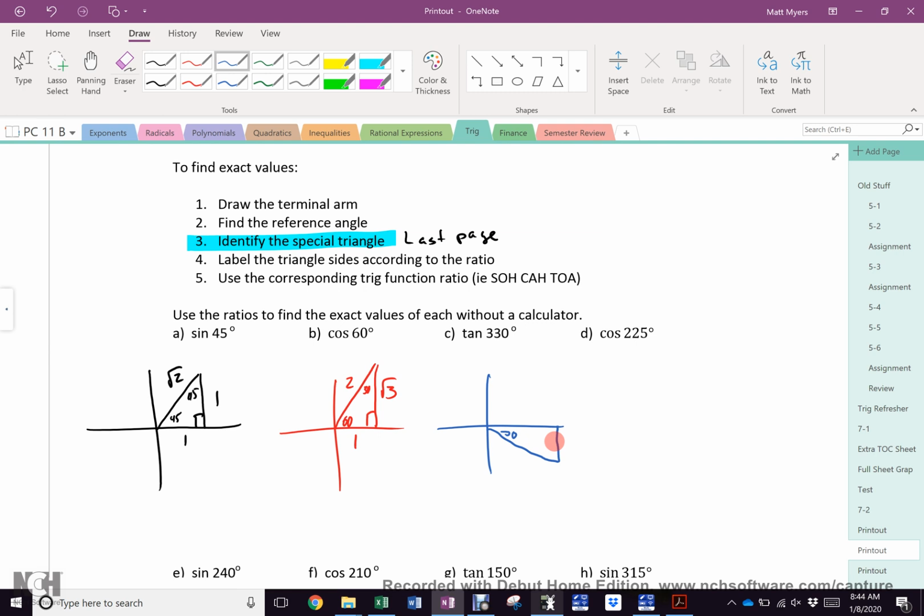So now you know that's 30. So what's this? So that's the 90 degrees. So what number's out here? No. -1. What's this?